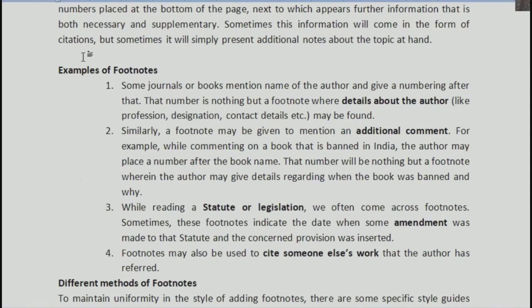Sometimes it will be written that, take for example, I am writing about some apps that are being used in India, and I have said that TikTok is banned in India.